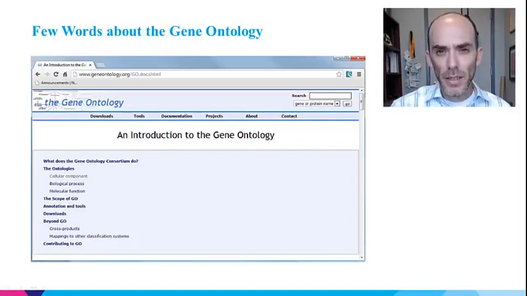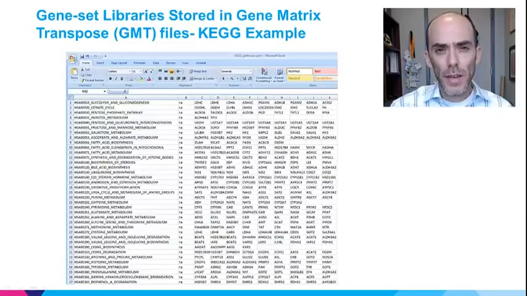And then the terms become more and more specific as you go down the tree, and the genes can be associated with terms at any level of the tree. And there are annotators and a consortium that keeps assigning genes to terms, as well as establishing the structure of these functional term trees. This is another example of a GMT file or a gene set library, and this one was created from the KEGG pathway database.